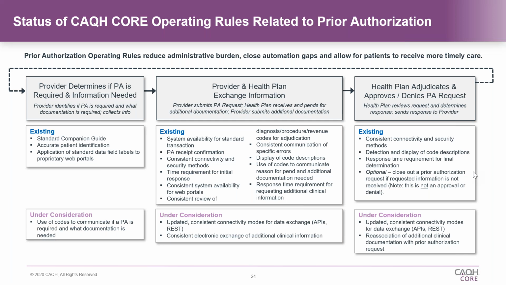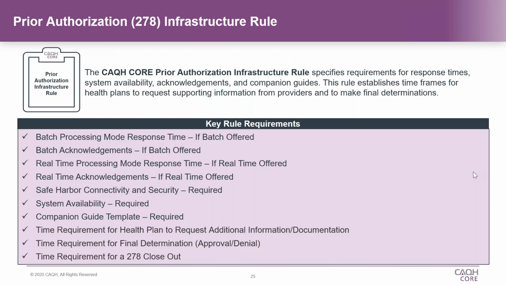If we go to the next slide, we'll actually get into some of the detail related to the actual operating rules themselves, beginning with the infrastructure rule on slide 25. Again, we do have very specific requirements around batch or real-time processing. We have very specific requirements for connectivity and security, right? We have to make sure that the information, as Bruce mentioned, the PHI that's coming from the provider into the health plan is secure through that transmission.